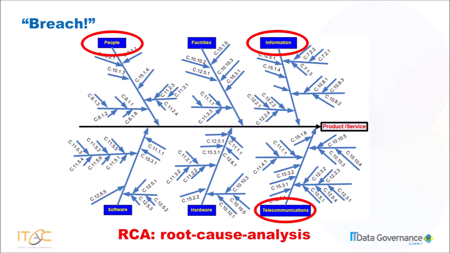To further enhance our root cause analysis, I've created a fishbone diagram mapping all the integrated controls within our environment to the 6 primary assets used to deliver the services and products. Those assets include people, information, software, hardware, telecommunications, and facilities.